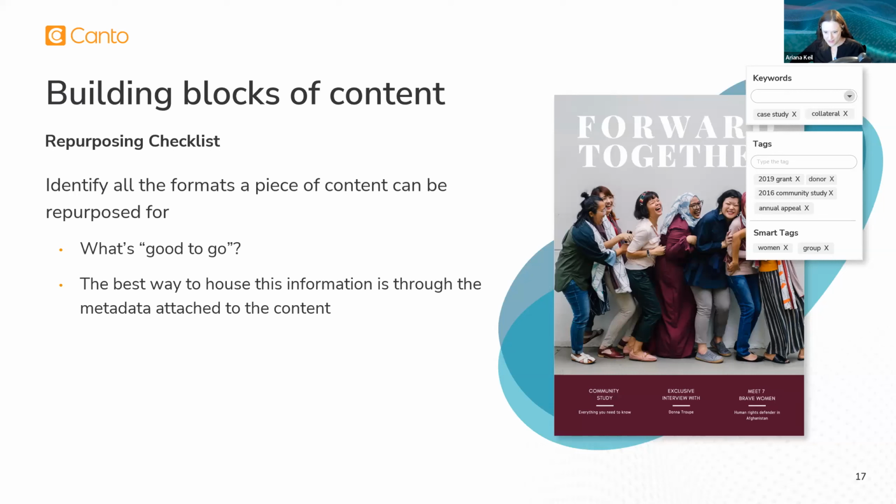But how do you house that information? The best way to house that information is, of course, again, through the metadata. There are workarounds. Some people keep spreadsheets with all of their content, and they're using rows and columns and VLOOKUP systems in Excel to figure out what's ready to go, what needs further work to repurpose, where it could be repurposed. The cleanest, most sustainable way is going to be through the metadata, though.